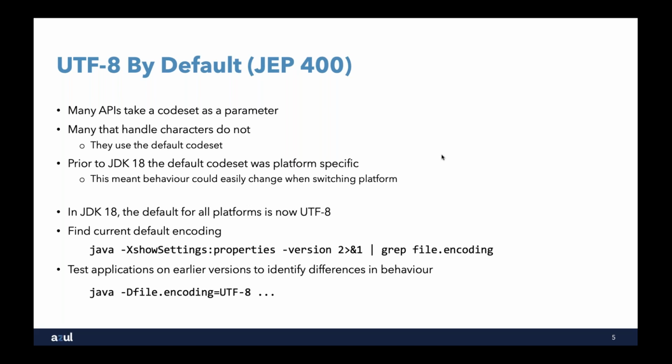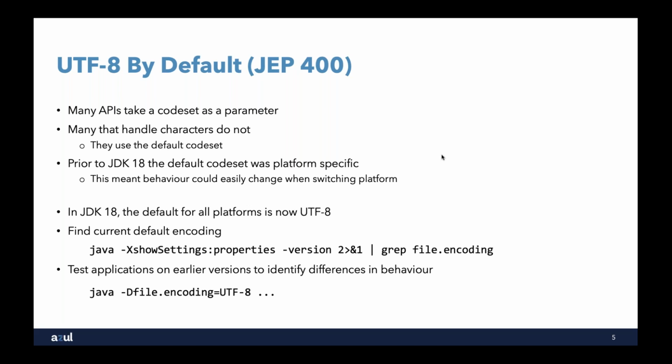Some will take a code set which you can specify explicitly in your code to say, I want to use this particular code set, but some will not take a code set, meaning that they will use whatever the default is for the JVM. Now, in the past, the way that this has worked is that the JVM will use whatever the default is on the platform that it's running on. If you're running on Linux, it'll use whatever the default is for Linux. If you're running on Windows, it uses its default. If you're running on Mac, it uses its default.